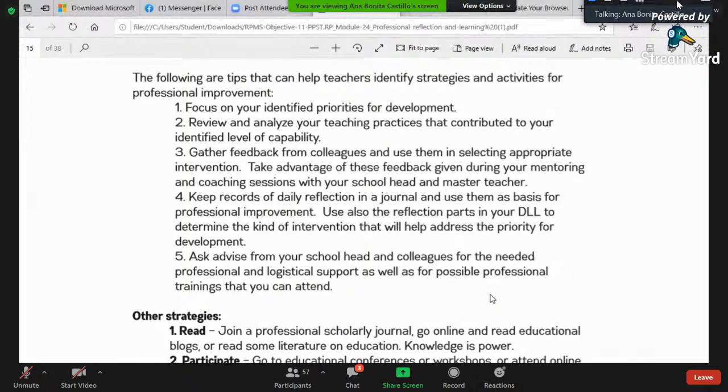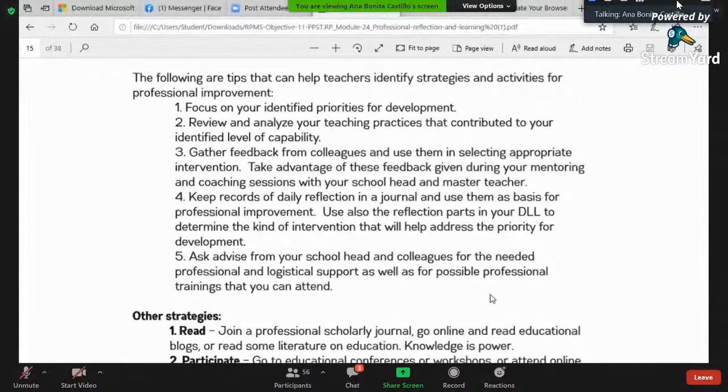Okay, we have here the following tips that can help teachers identify strategies and activities for professional improvement. Number 1, focus on your identified priorities for development. Number 2, review and analyze your teaching practices that contributed to your identified level of capability. Number 3, gather feedback from colleagues and use them in selecting appropriate interventions.